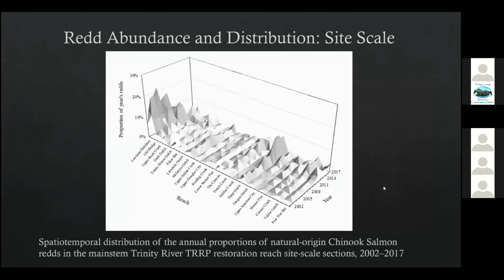The spatial temporal distribution of the annual proportions of natural origin Chinook salmon reds in the main stem Trinity River. Again, the proportion of reds at Lewiston has dropped from 2002 to 2017. Most of these sites haven't changed much, but we've seen a positive response in the proportion of reds down by the Dutch Creek area, Deep Gulch, Valdor Gulch.